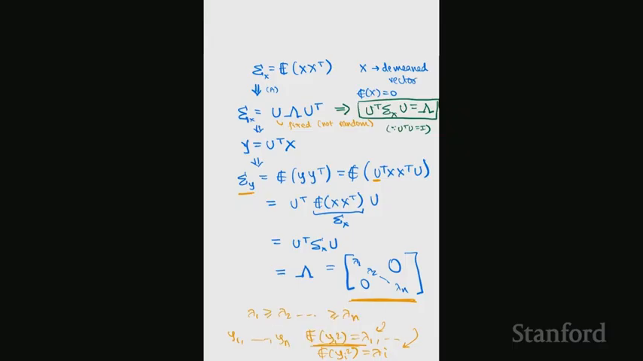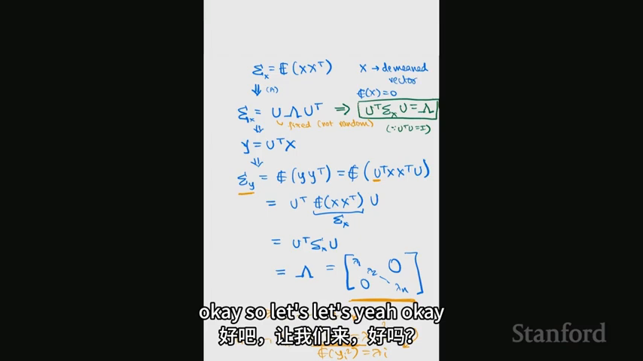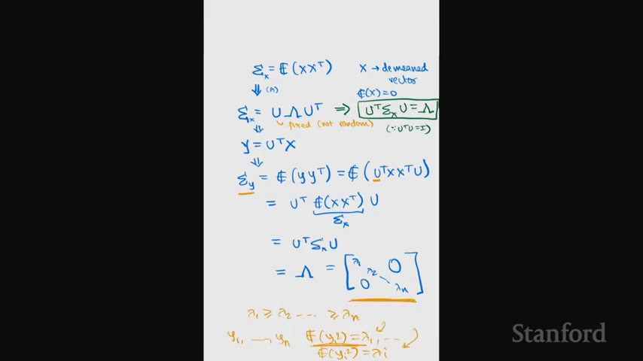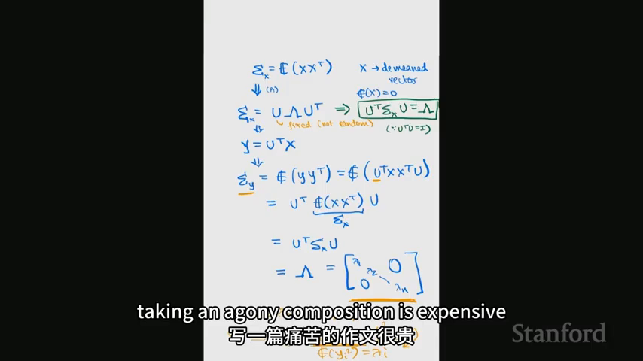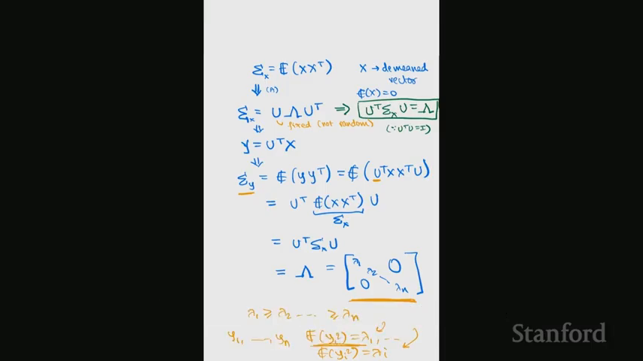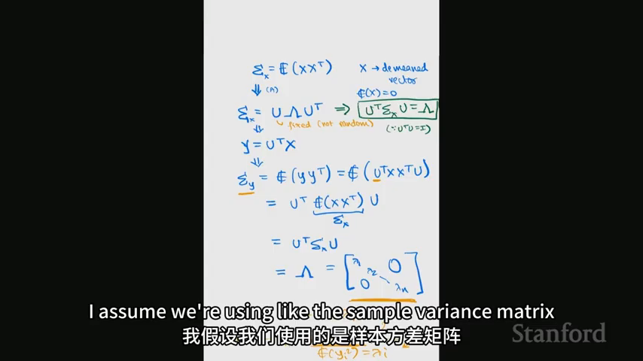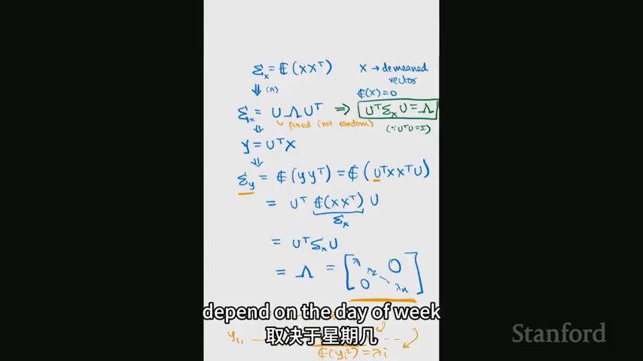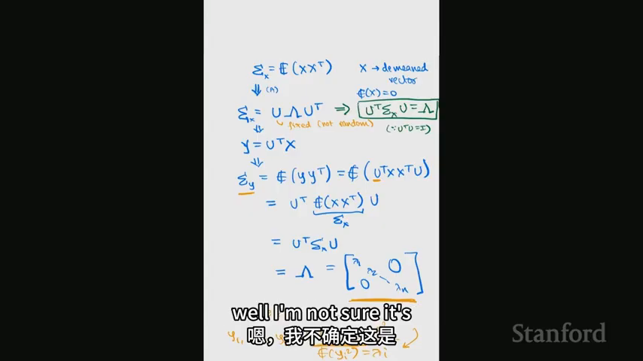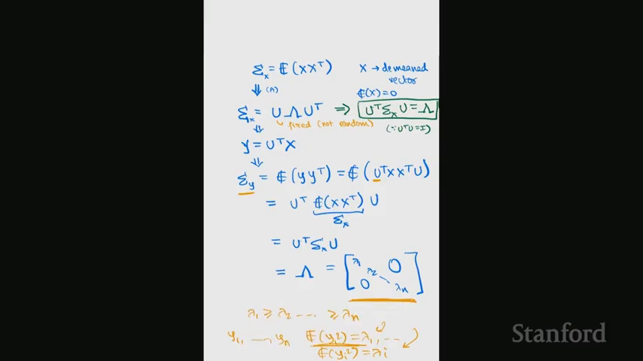Any thoughts? Two things I can think of is taking an eigendecomposition is expensive, and also I assume we're using this sample covariance matrix, which, depending on the data, I'm not sure if computing the covariance would be accurate.